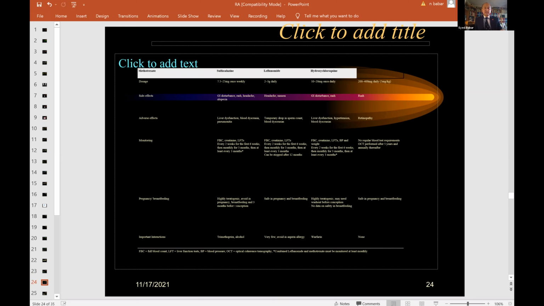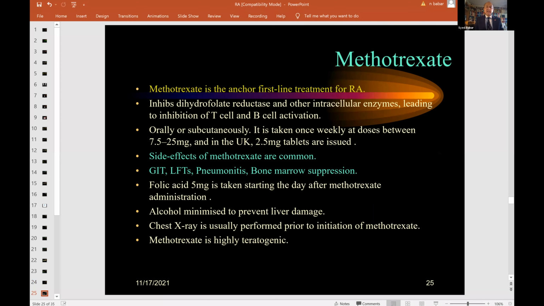This is a complex slide, and we'll see a better version where general features of each, such as methotrexate, sulfasalazine, leflunomide, and hydroxychloroquine are compared. But looking at this individually, this has been the first line anchor treatment for rheumatoid arthritis. So this should be tried first.